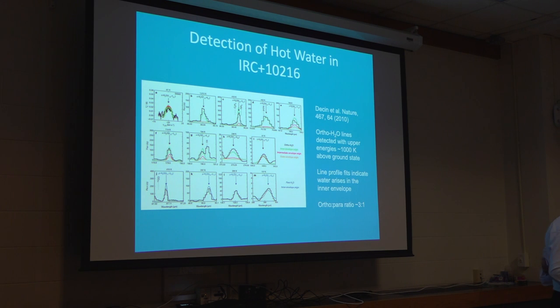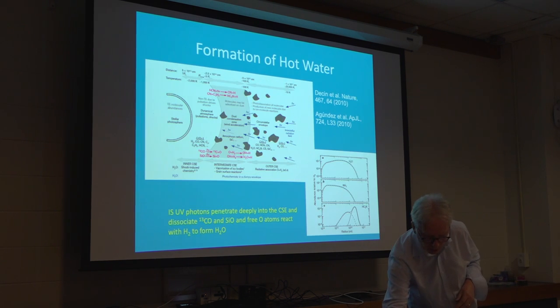So I mentioned at the beginning that one of the real surprises in this field was the detection of hot water in IRC-10216, which was made now almost a decade ago. And there are a whole range of water transitions observed, mostly with Herschel, with energies above about 1,000 K above the ground state, and profiles that indicate, from the fits that people did, that this water arises in the inner envelope. As I said, it's quite a surprise, because in these carbon stars, it was thought that the carbon monoxide soaked up all the oxygen there was. There's a little bit of silicon monoxide, but a trace amount in these objects. But no other oxygen compounds have been detected at this point. And then subsequently, OH, which is the photodissociation product of water, was detected, and formaldehyde was also detected.